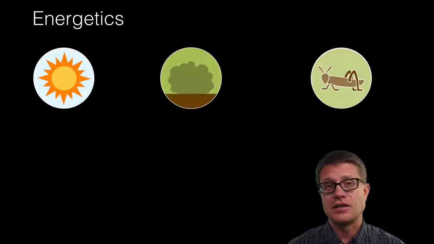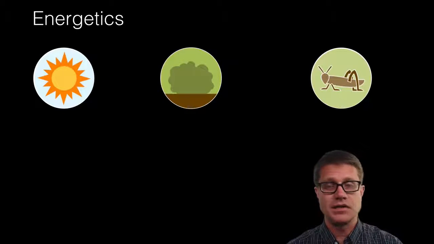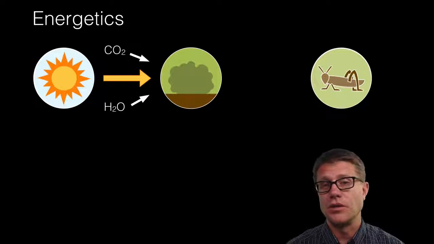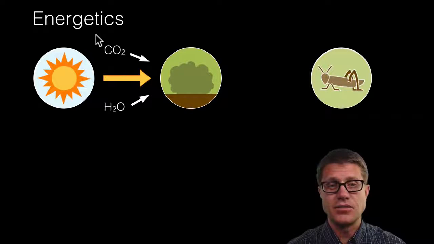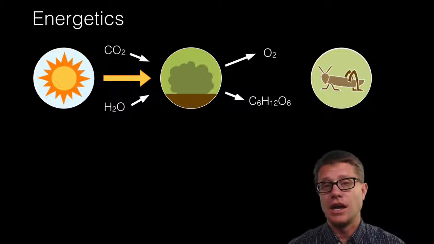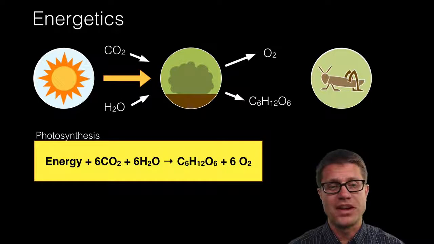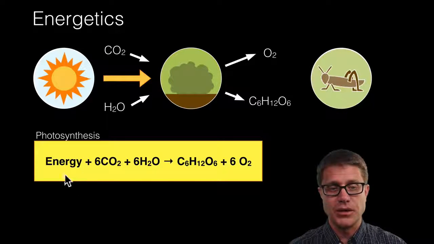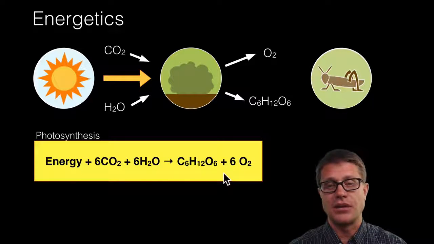And so energetics is the study of how energy gets from something like the sun into organisms. What's the most important first step is going to be photosynthesis. In photosynthesis, we take carbon dioxide in the air, water, and the energy in sunlight, and we convert that into oxygen and glucose. If you haven't memorized the equation for photosynthesis, now is the time to do it. You should know what's going into the reaction and what's coming out of the reaction.